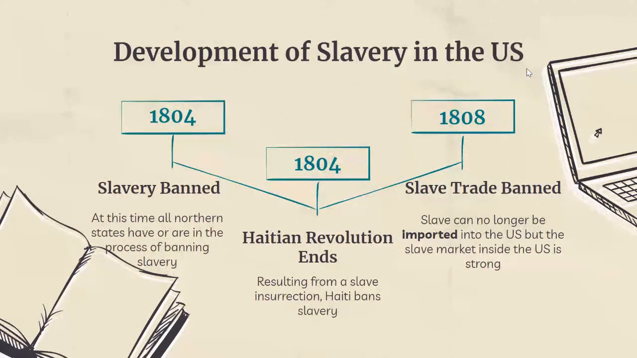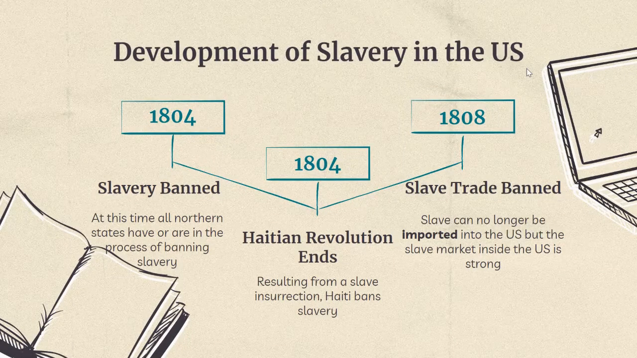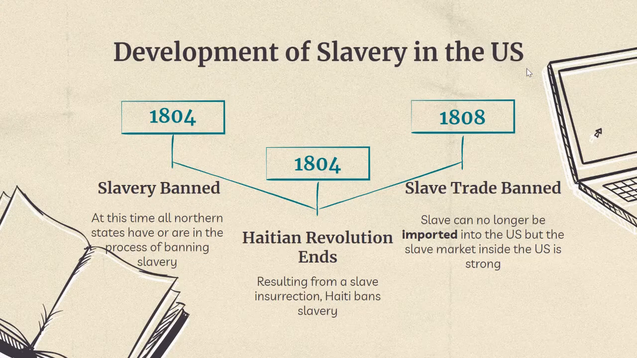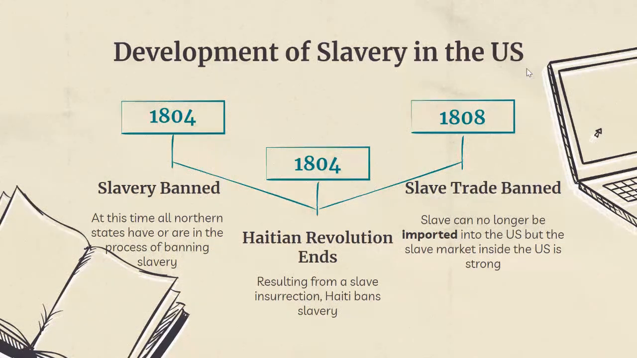In 1804, the Haitian Revolution ends. Haitian, if you see that, Haiti. So there was a slave insurrection, and ultimately the slaves, putting this very broadly, win the revolution. They overthrow the established power, and sure enough, they take control of the country.